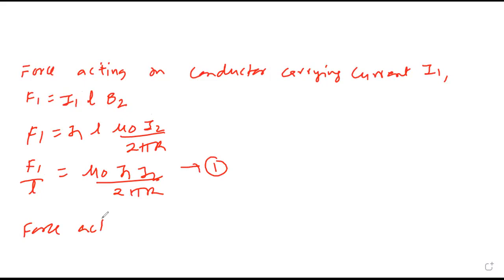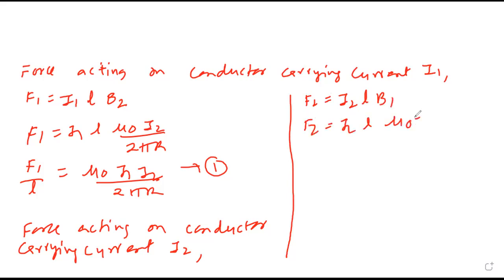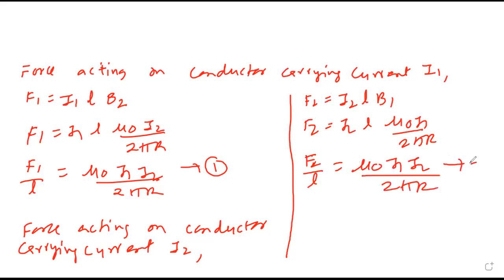Force acting on the conductor carrying current I2, F2 equals I2 L B1, which is I2 L mu naught I1 upon 2 pi r. F2 upon L is mu naught I1 I2 upon 2 pi r.